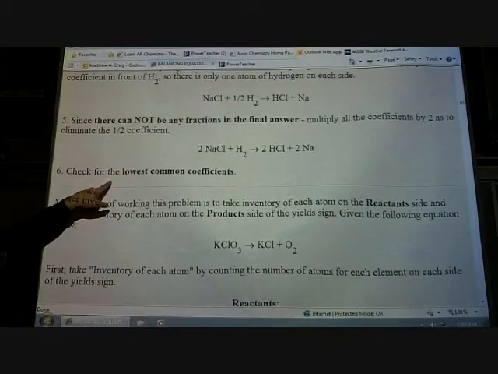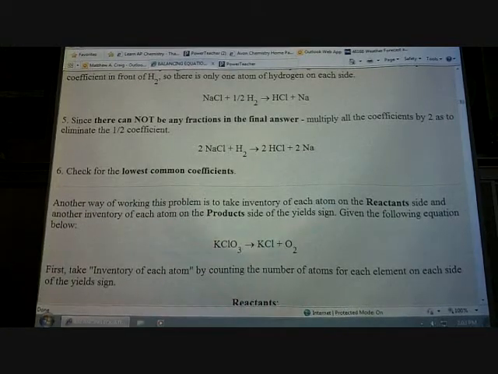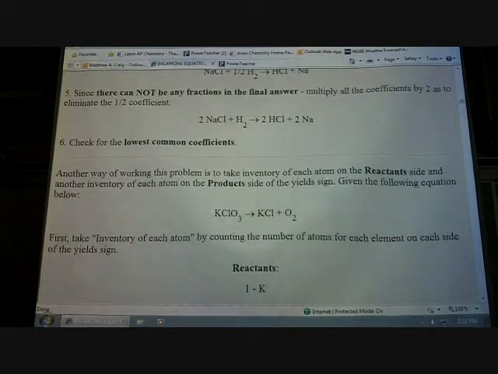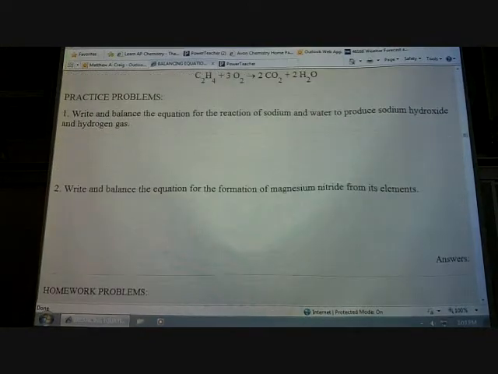And then the last thing is, once we finish balancing the equation, we want it to be the whole or the smallest whole number ratio, and we'll do that in our examples here. Then the next couple pages, up to page 7, it's all that, and I'm going to talk about that in the notes on the practice problems.